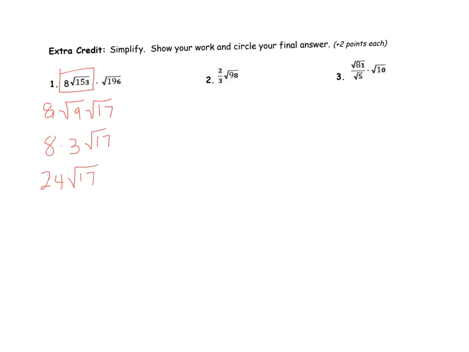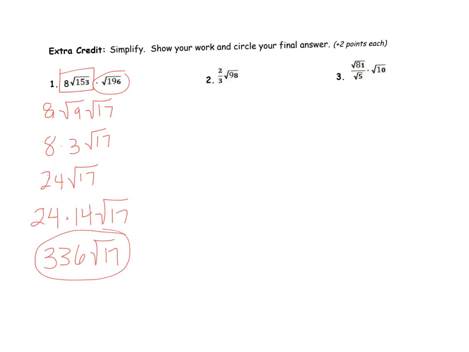Now, at this point I went over to the 196. 196 is actually a perfect square. So if you do the square root of 196, I got 14. So then this would become 24 times 14 times root 17. 14 times 24 gives me 336 square root 17. And that is the simplified version for number 1.